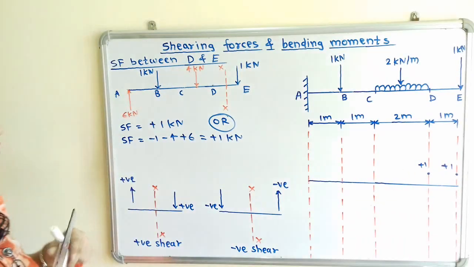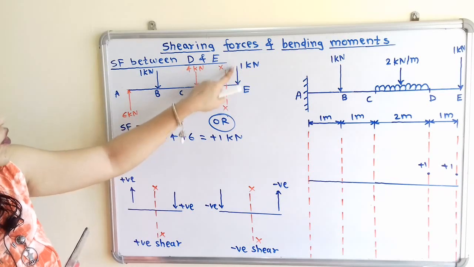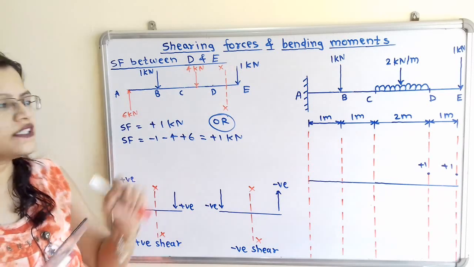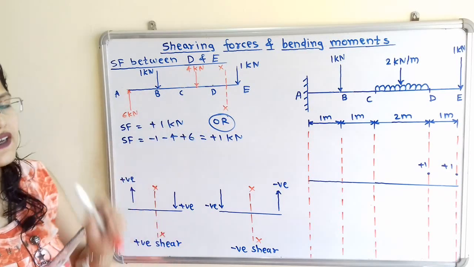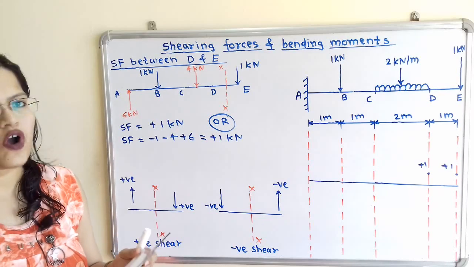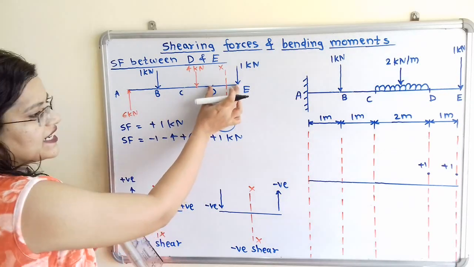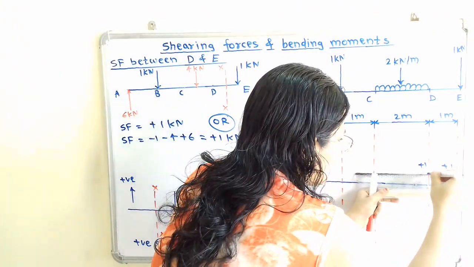Now how to show this? So here if we observe, only point load or concentrated load is given in between this D to E. So whenever there is the concentrated load, that means the shear force will remain constant throughout the section DE. So I will draw here the horizontal line.